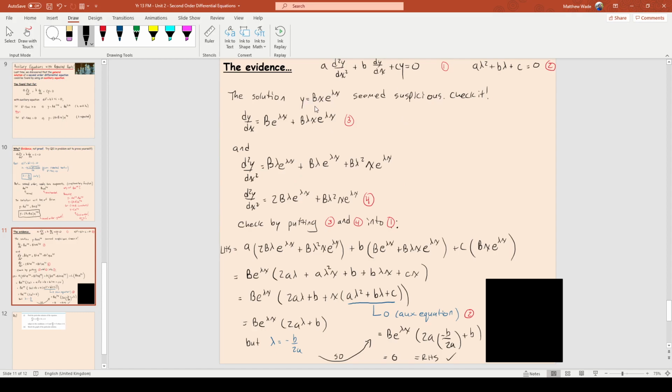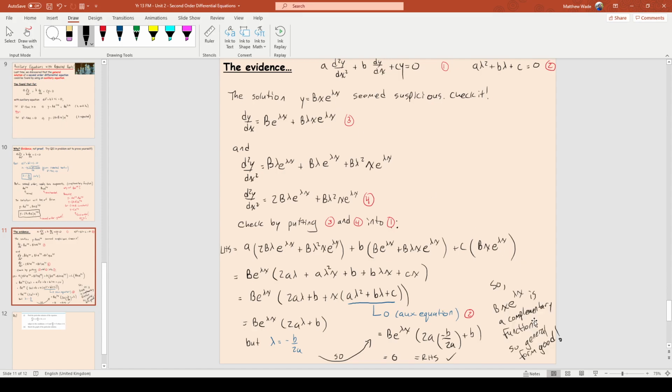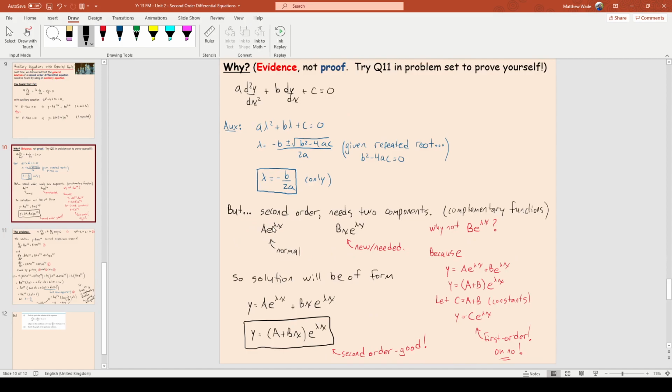So by using y equals bx e to the lambda x, and then doing all the differentiating rubbish with it, we have verified that the left-hand side of the equation does indeed become 0, which means that bx e to the lambda x is indeed a complementary function and indeed does play a role in the general solution then. It is a solution in its own right, which means the general solution is going to be these two bits together. This bit, the a e to the lambda x, and the bx e to the lambda x are going to go together to make this as a general solution. And that's what I got. So there you go, buddies. So y equals a plus bx e to the lambda x.